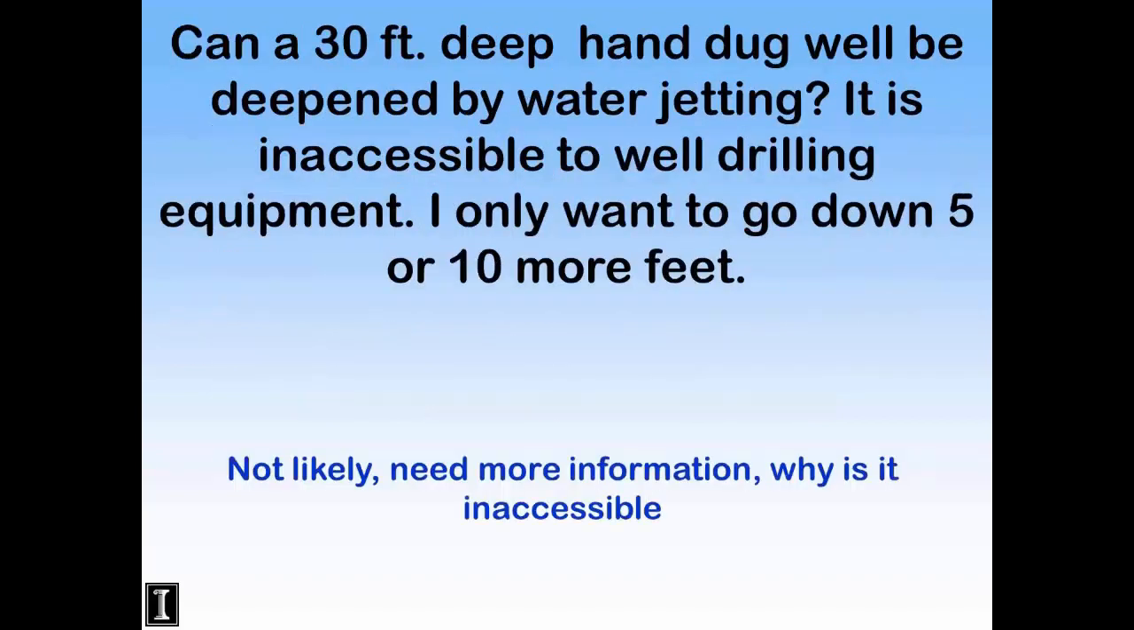I have a 30-foot deep hand-dug well, and they want to try to deepen it so they can have more volume, I'm assuming. And it says it's inaccessible to well drilling. I asked Jim Layton about this too, and his big question was, why is it inaccessible? I understand there are a lot of reasons. It could be that a tree is growing up right next to it so you can't get a rig over top of the well, or it could be in a basement. There are wells where they put the well in, then put the house around it.